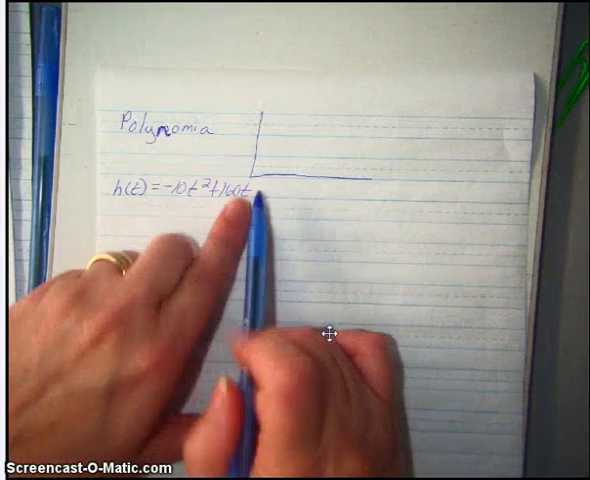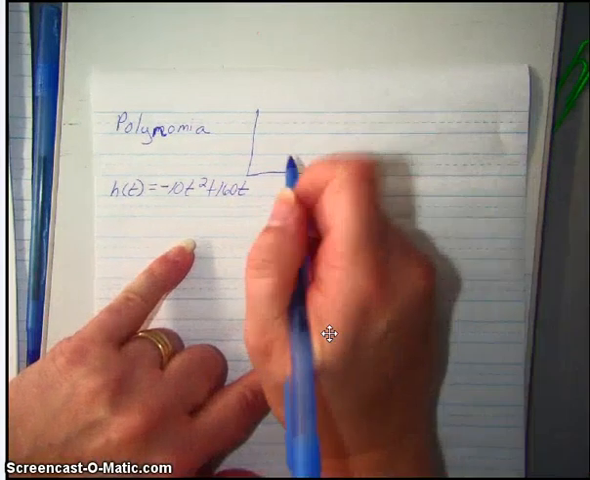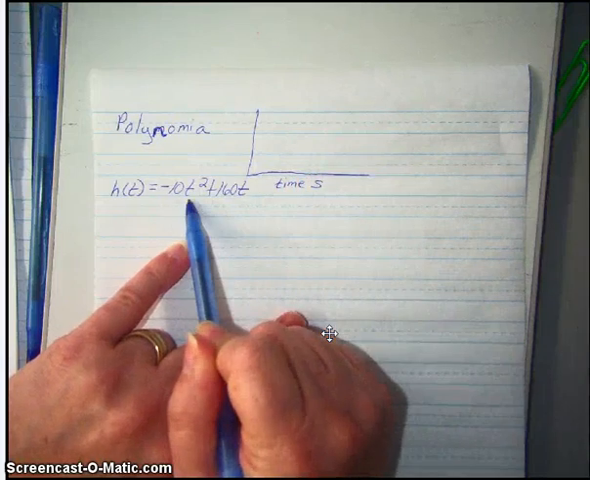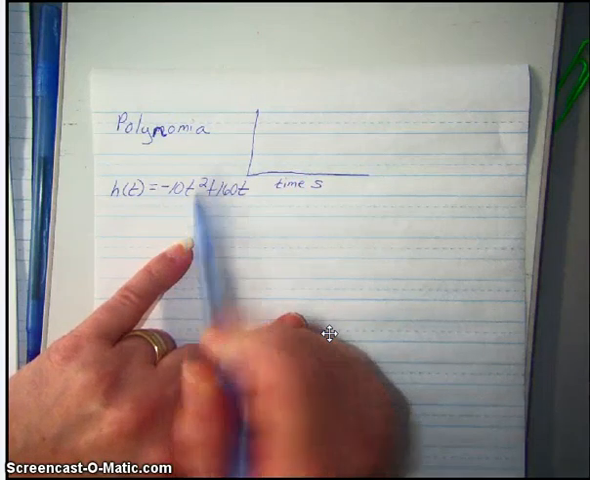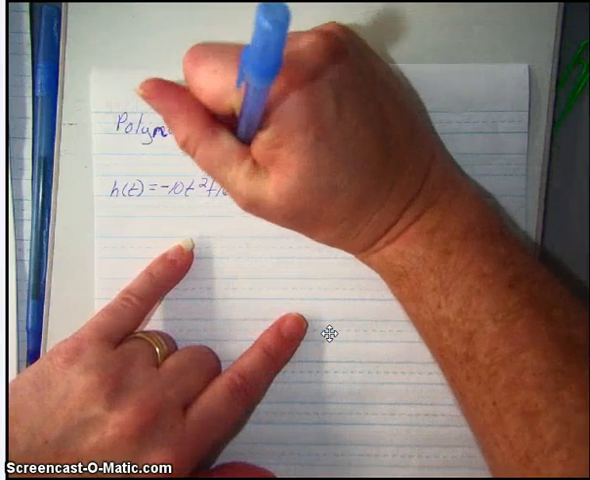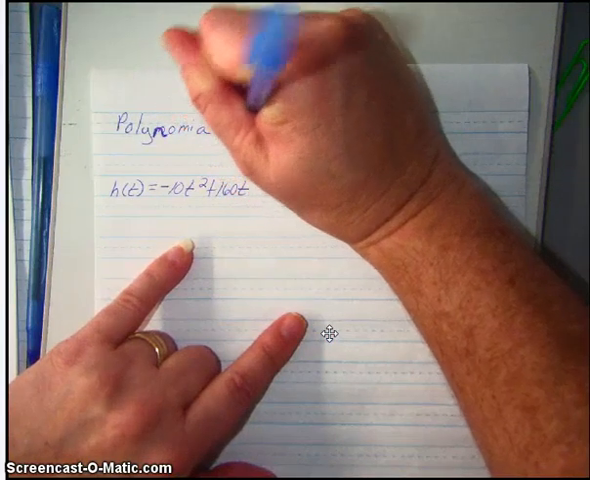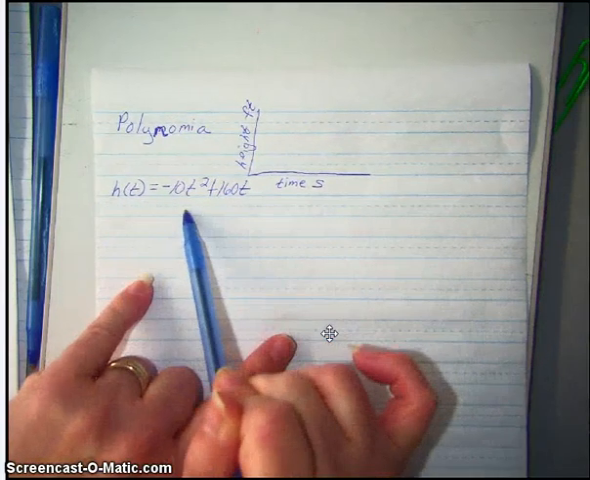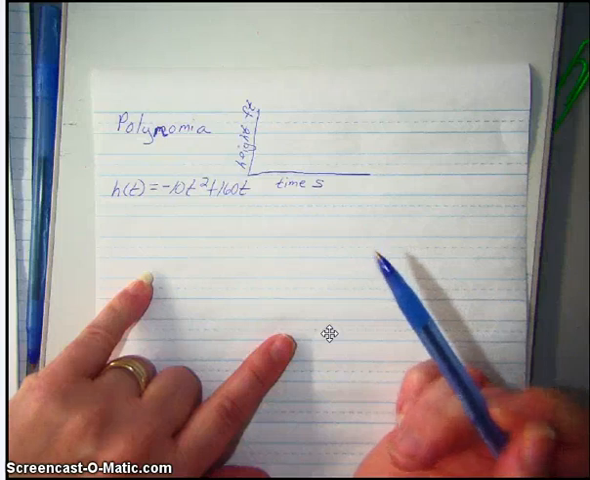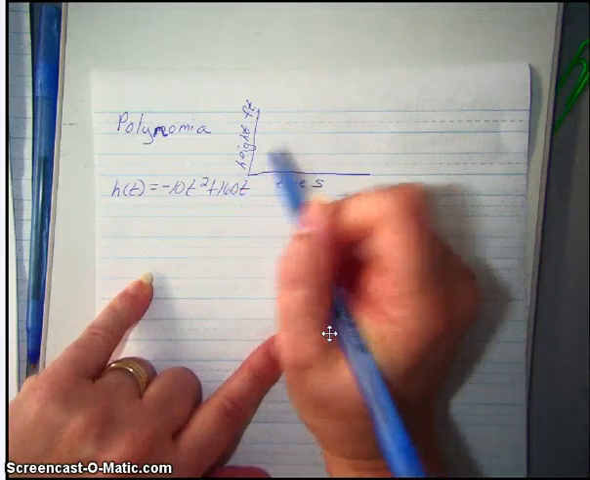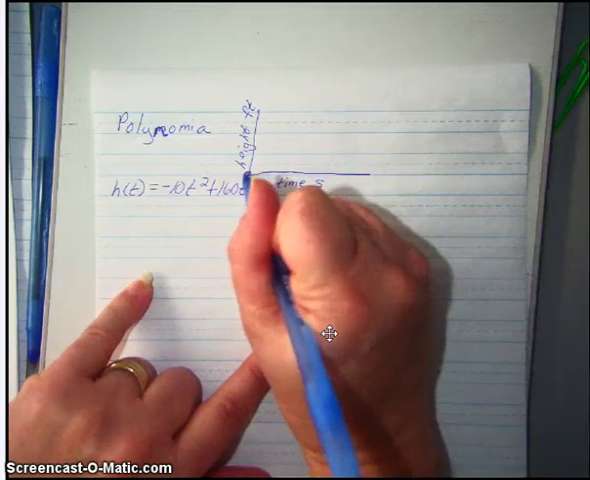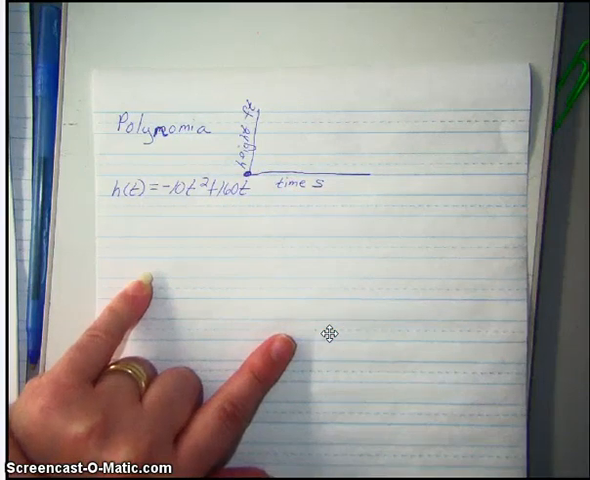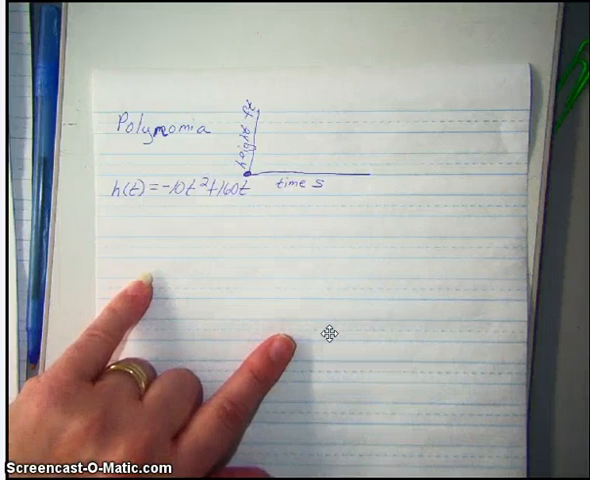All right, and then on my horizontal axis, we've got time in seconds. That's what t is standing for in this equation. And then on the vertical axis, we've got height in feet. So h stands for height, t stands for time. And then the problem is telling you that we're starting when time equals 0 at 0 feet. In other words, at the beginning of this equation, we're starting on the ground.